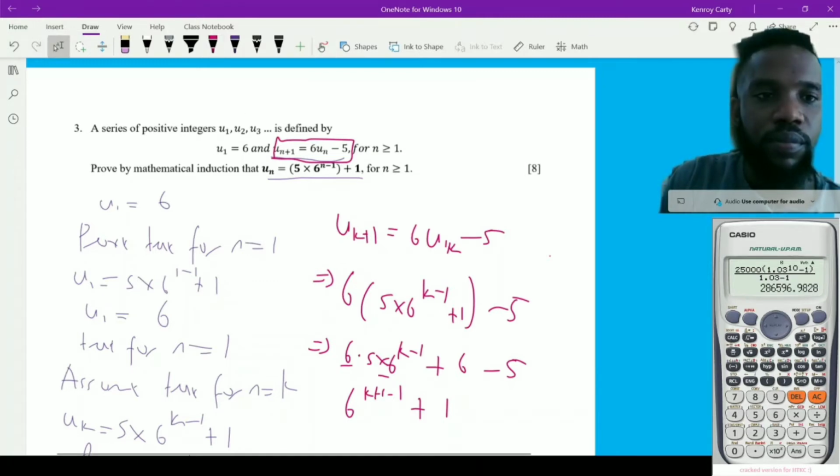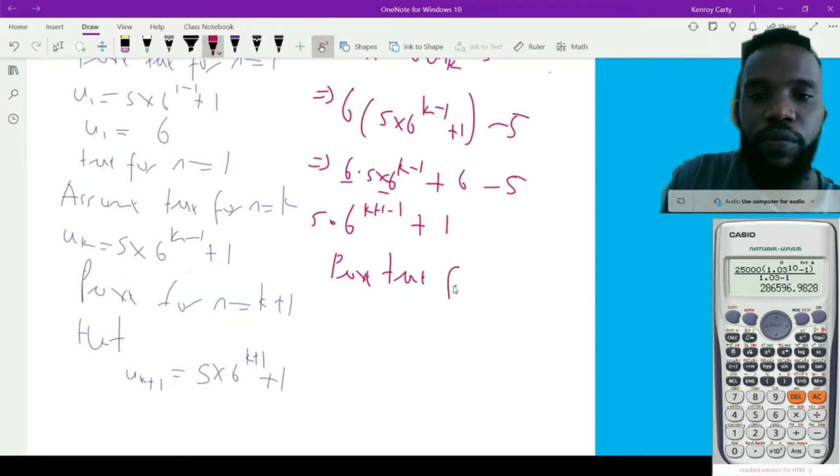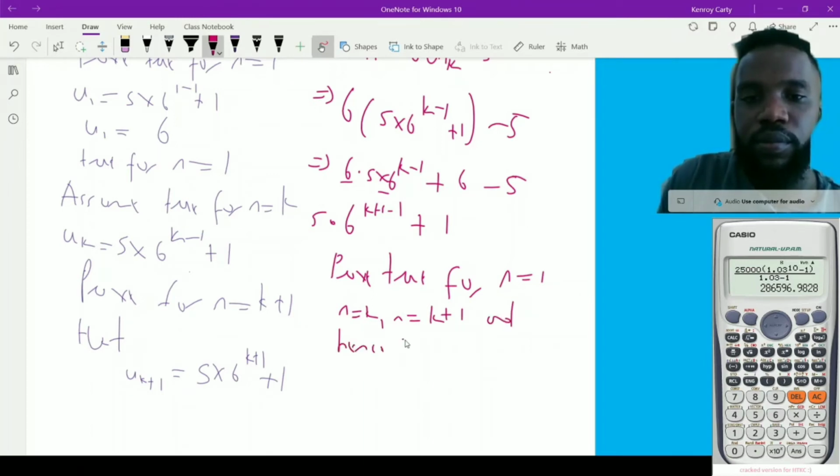So let me take it down now. Alright, and this is exactly what we wanted. Oh, I left out the 5, my bad. So I'm going to have 5 times 6 to the k plus 1 minus 1, plus 1. So that's what we wanted. So we can say proven true for n equal 1, n equal k, n equal k plus 1, and hence for all elements in the natural number system.